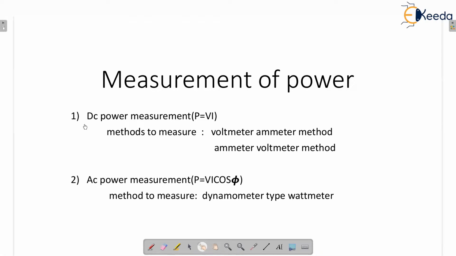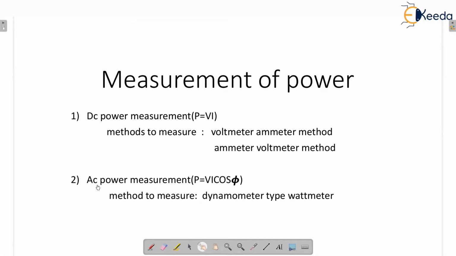Power measurement is of two types, DC power measurement and AC power measurement. In DC power measurement, there is no concept of power factor. So we go by P equal to VI. And methods to measure: voltmeter ammeter method and ammeter voltmeter method.